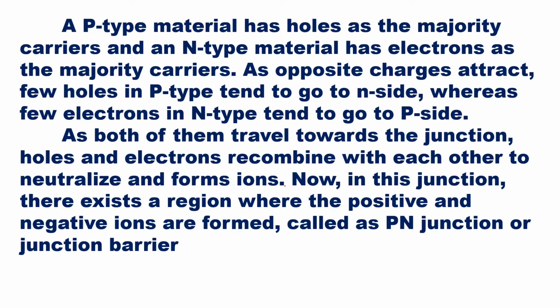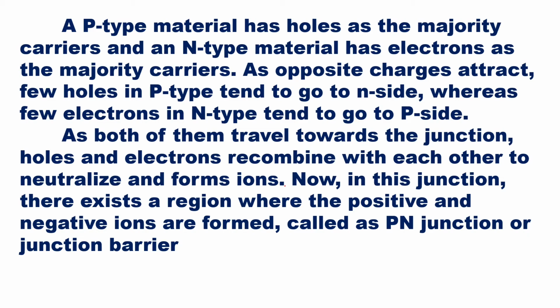Here we can see the theory. A p-type material has holes as the majority carriers and an n-type material has electrons as majority carriers. As opposite charges attract, few holes in p-type tend to go to the n side, whereas few electrons in n-type tend to go to the p side. This is what we have told. As both of them travel towards the junction, holes and electrons recombine with each other to neutralize and form ions.